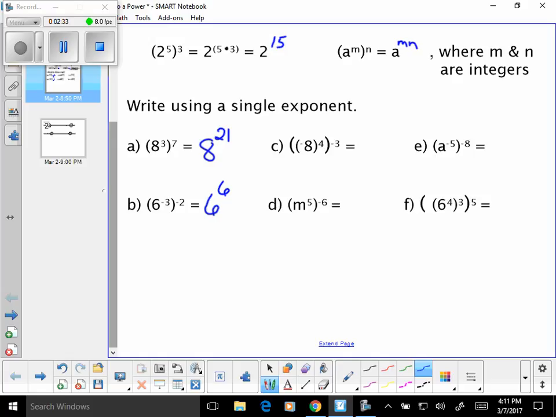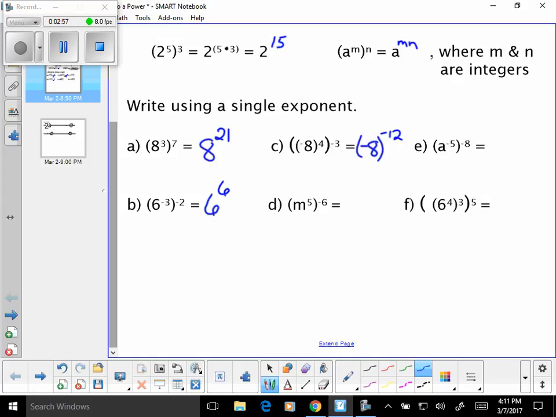Example C is going to be a little different. Now, we have to be a little careful here because you'll note that they have a negative 8 inside parentheses. Negative 8 has to be our base. If I take 4, positive 4, times negative 3, my answer is going to be negative 12.